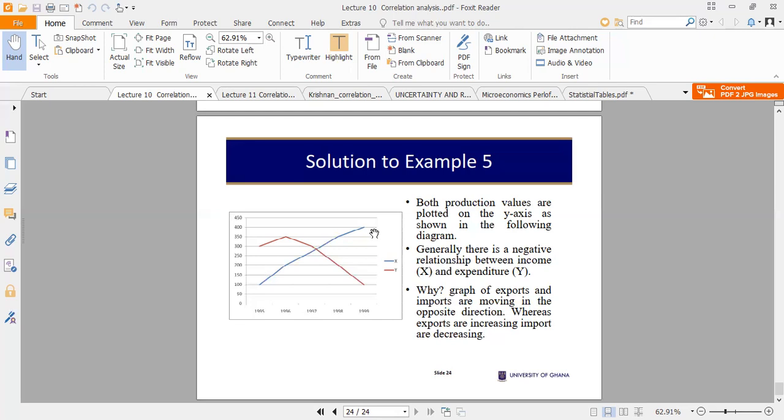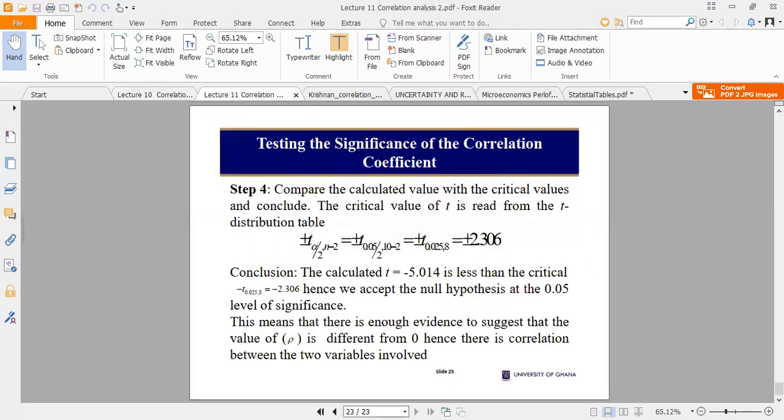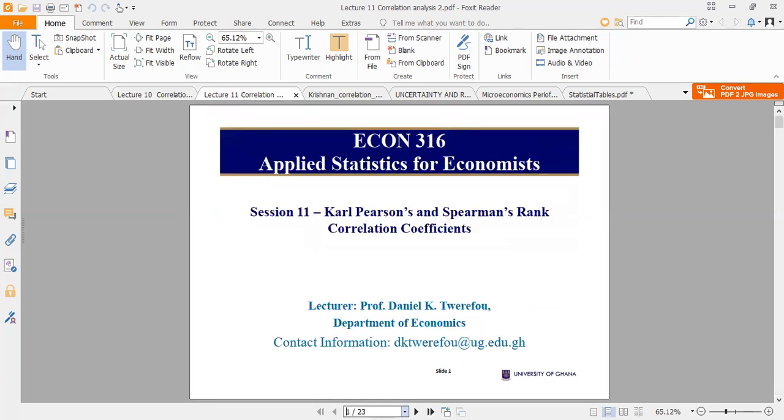Then the last one you can use are the formulas, the Pearson's product moment correlation coefficient or the Spearman's rank correlation coefficient. So that is what we want to do. Please, any question?